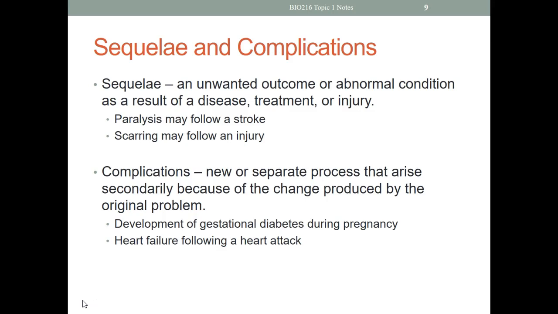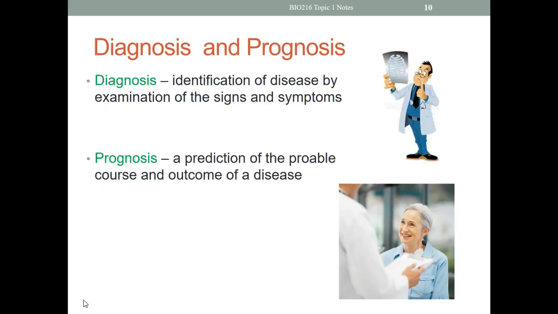It's very similar to complications. Complications refers to a new or separate process that arises secondarily because of the change that's produced by the original problem. For instance, the development of gestational diabetes during pregnancy or of heart failure following a heart attack. Diagnosis refers to the identification of a disease by looking at the signs and the symptoms of the patient.